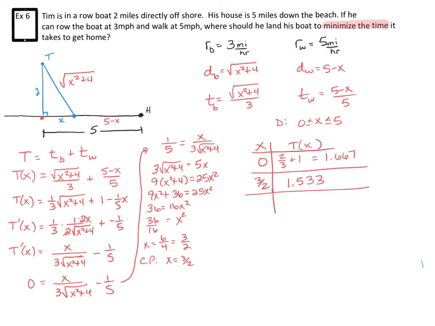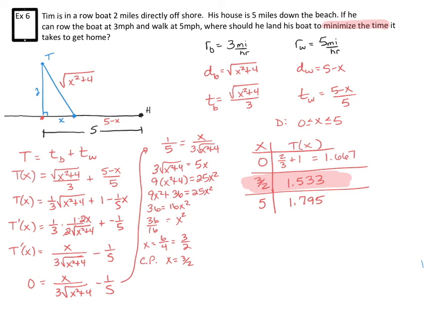And then when we plug in the endpoint, x equals 5, we get 1.795. And all those, of course, are in hours. So we can easily see that our minimum time is going to be at our critical point. 1.533 hours will be the shortest time we can do it.